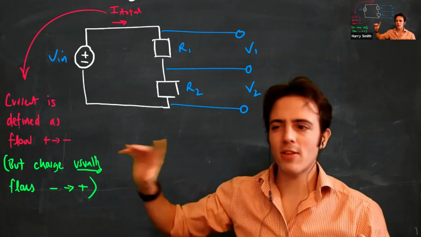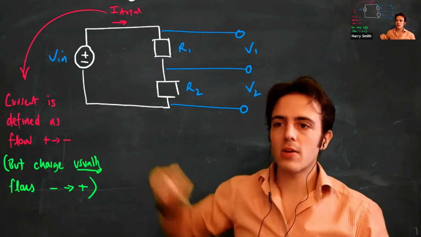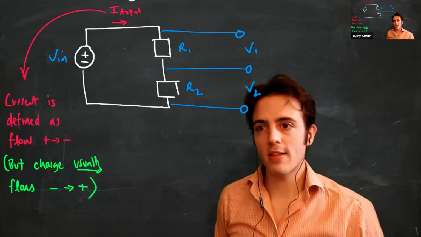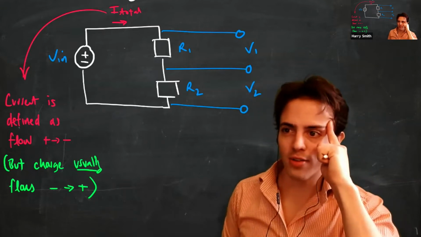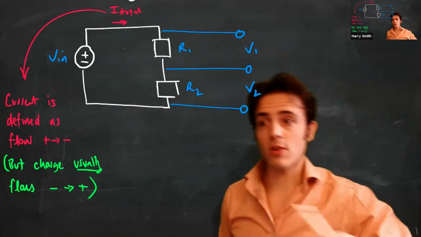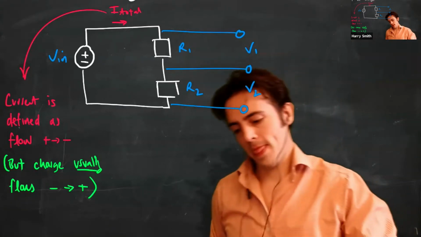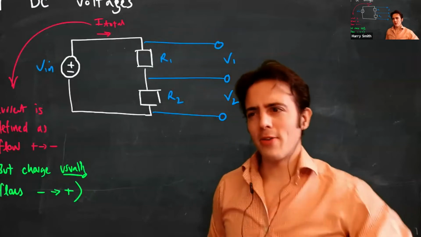We don't need to think about it too much, but I want to mention it because it might keep you awake at night after this lecture. Otherwise you'll think, Professor Smith said current was positive to negative, but electrons go the other way. So I've saved you from a restless night. See, I'm so in touch with how you guys think.